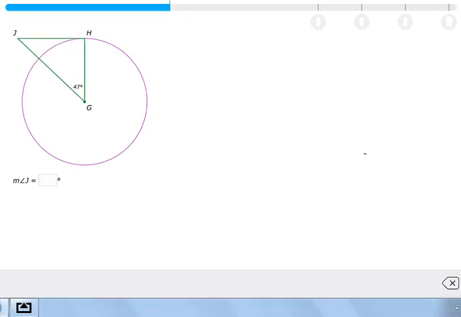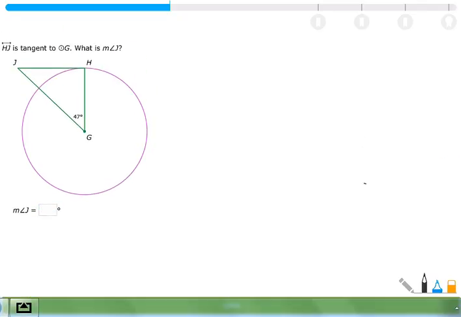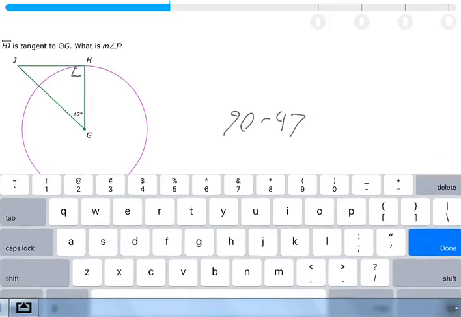Okay, another problem of the same. So we've got a right angle, and then 47, so 90 minus 47, we get 43.